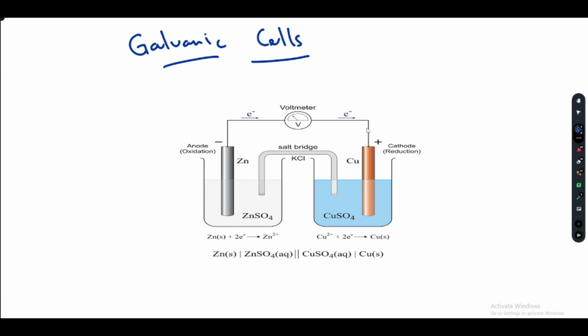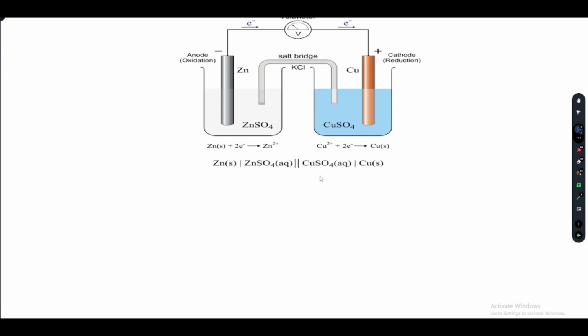Right? Now, before we discuss what an anode is, what a cathode is, and exactly what reaction is taking place in here, let's discuss what a galvanic cell does. The properties of a galvanic cell are, number one, it converts chemical energy to electrical energy.